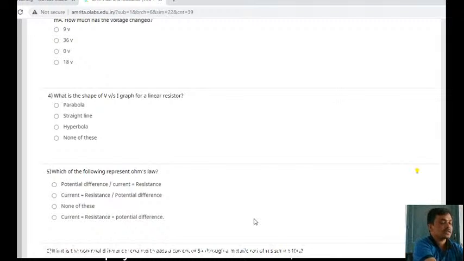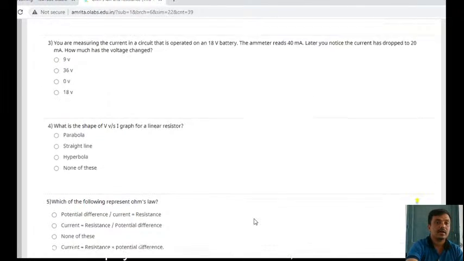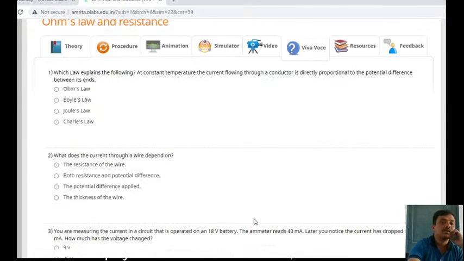Yes, the first option is Ohm's law, right? Can you tell the second one? What does the current flowing through a wire depend upon? Resistance of the wire only, or resistance and potential difference, only potential difference, or only thickness of the wire. Can you write?